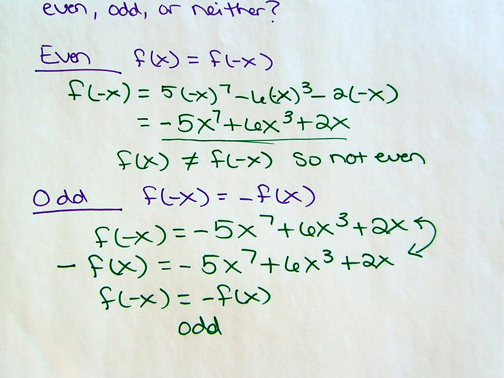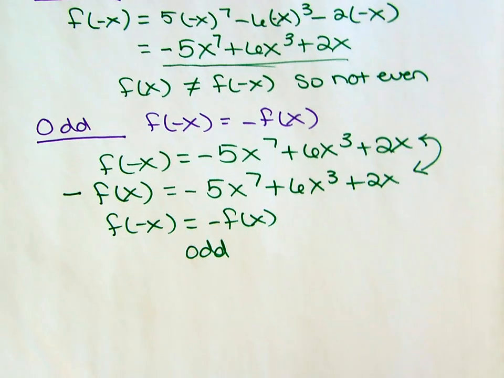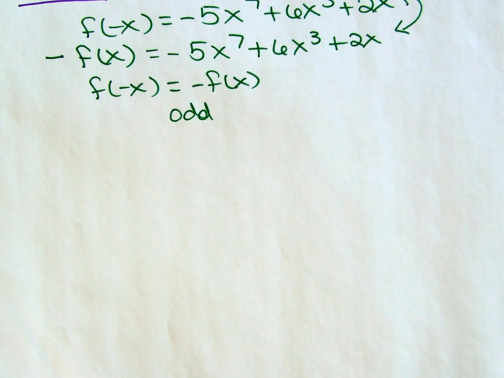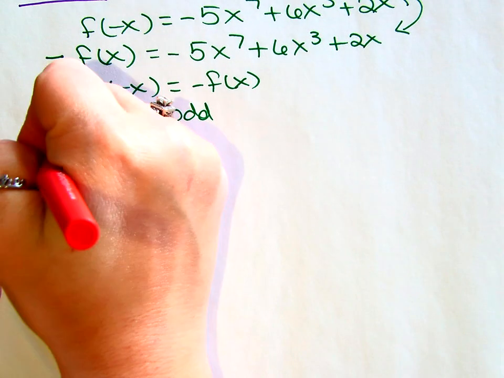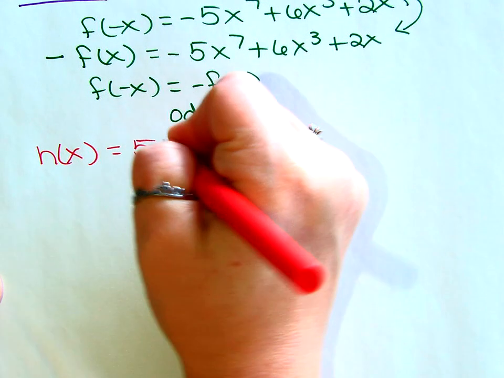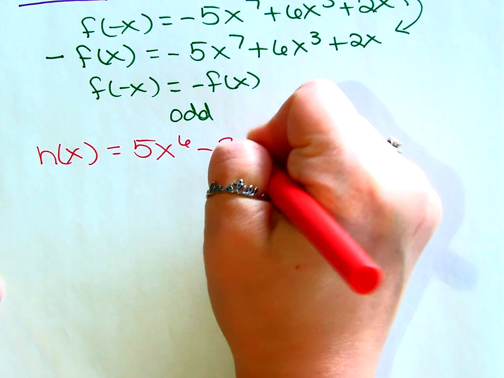Questions on this one? We're going to do one more, like this. Let's see if h of x equals 5x to the 6 minus 3x squared minus 7 is even, odd, or neither.